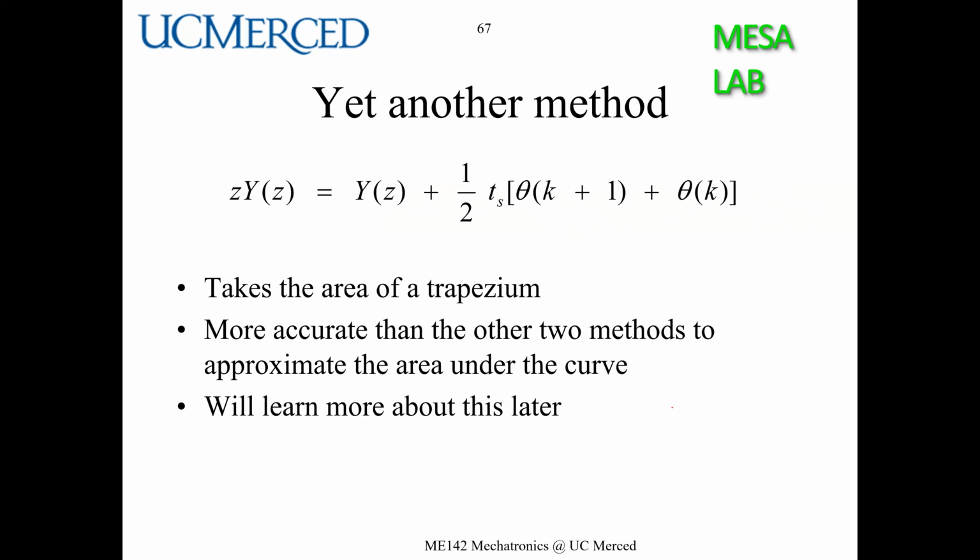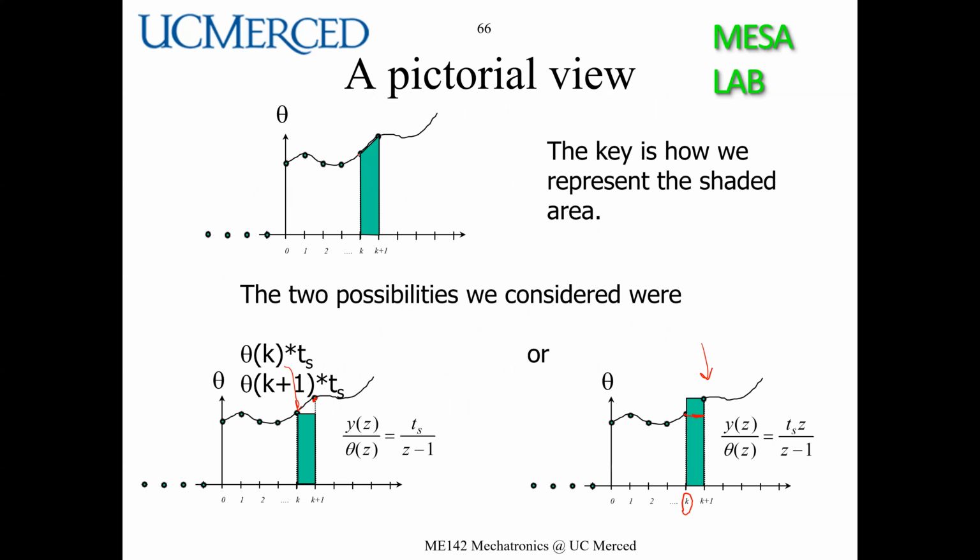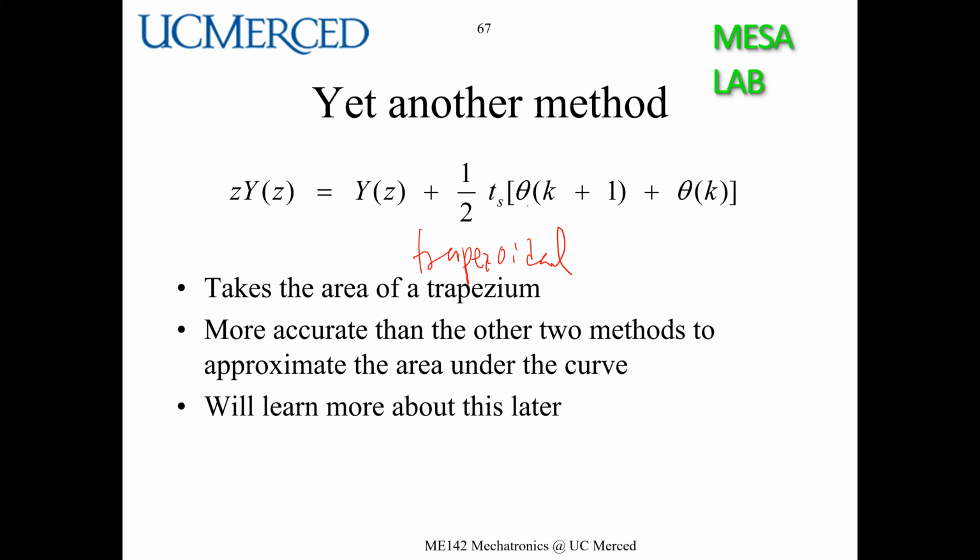But people may ask, why not trapezoid? Basically you are just using the trapezoid: this one plus this one, times this one, divided by 2. That is the area. Then add it on top of the previous ones, and you will get the current one. You can imagine what that gives.